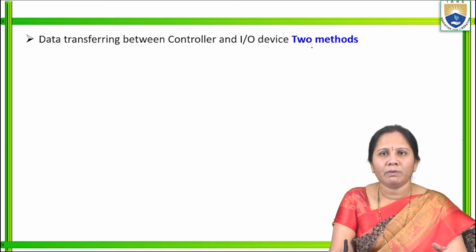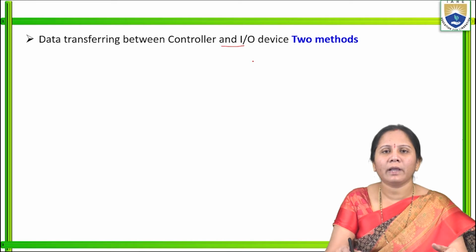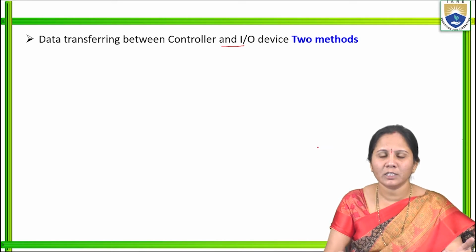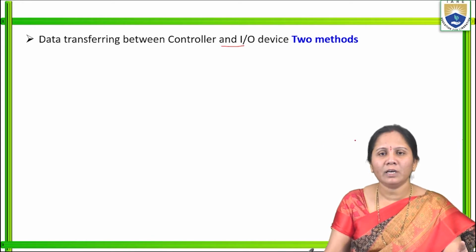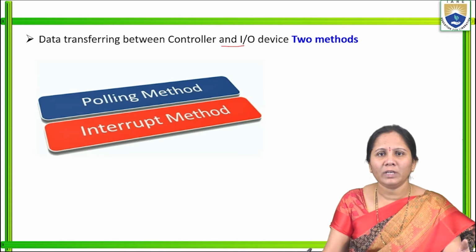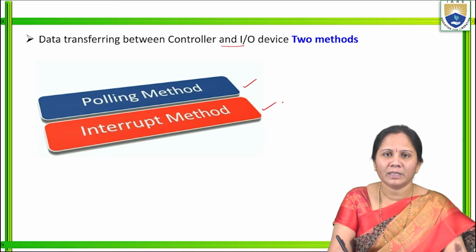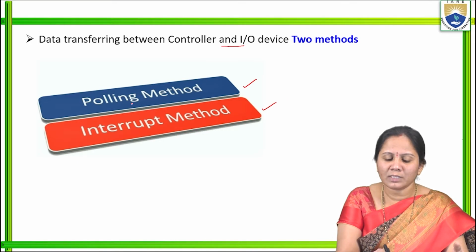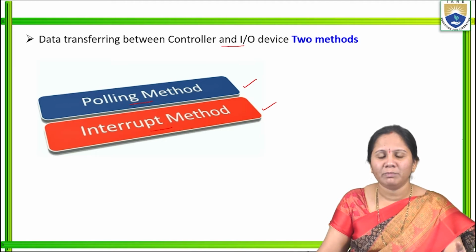Now, in this 8051 microcontroller, the data transfer between the controller and input-output devices, that is peripheral devices, is done with the help of two methods. What are the two methods? One is the polling method and the other is the interrupt method. Now we will see the difference between the polling method and the interrupt method in terms of data transfer between the controller and IO devices.